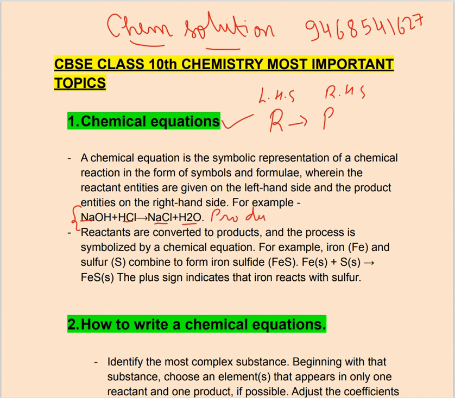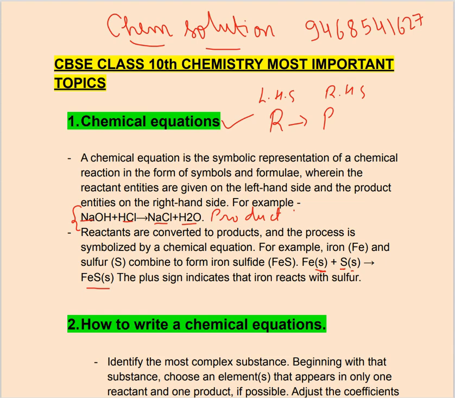Clear? So the state of the reactant and product we have to define like this: Fe is present in the solid state, sulfur is present in the solid state, L for liquid, and it gives the FeS. What does the plus sign indicate? It indicates the reactants are reacting in the reaction and giving the product.